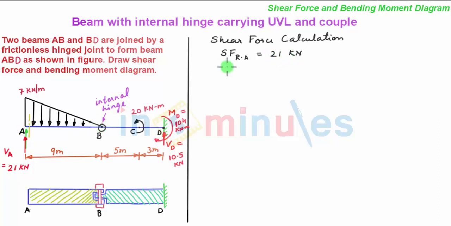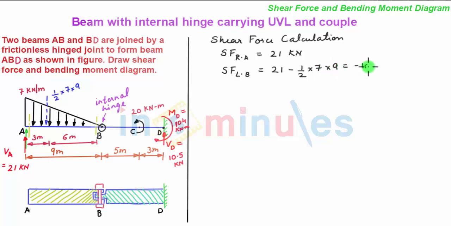Now we move the section towards point B. Now taking a section towards the left of B and very near to it, shear force towards the left of B is equal to, we see as section moves from here to here, there is an additional force due to this uniformly varying load whose magnitude, as we know, is half into 7 into 9. So we have shear force to the left of B is 21 kilonewton from this minus half into 7 into 9. So this comes out to be minus 10.5 kilonewton.